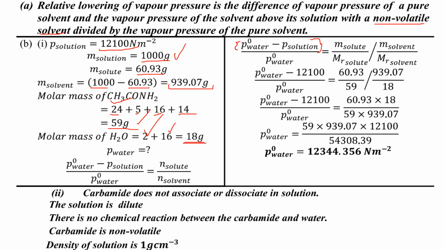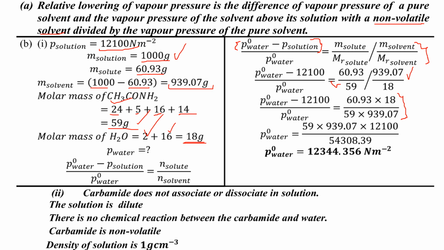Now you recall the formula you're going to be using. The vapor pressure lowering, change in P divided by vapor pressure of the solvent, is equal to the mole fraction of the solute divided by the mole fraction of the solvent. How do you get the mole fraction of the solute? Given mass divided by RFM. So it's going to be 60.93 divided by 59. Everything is going to be divided by RFM of the solvent. How do you get the mole fraction of the solvent? It's got by given mass, which is 939.07, divided by RFM, which is 18. Now simplifying, you find the reciprocal and you end up with this.